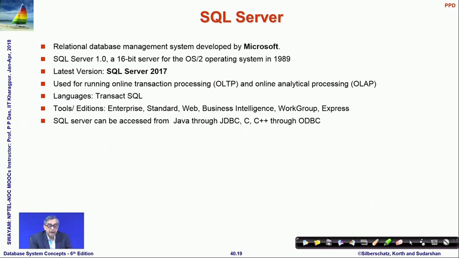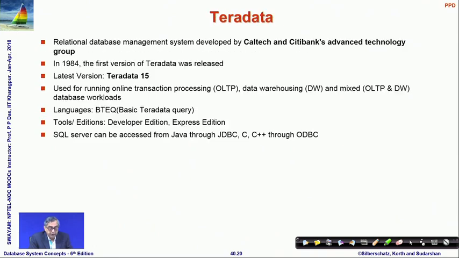Microsoft started a database system in 1989, with the last release happening last year, and that is very widely used if you are particularly on Windows systems. It is one of the most popular ones in terms of the Windows operating system. Teradata is relatively new. It was released in 1984, but it is one where a lot of new developments are still happening and new experiments keep on happening, and the current version is Teradata 15.